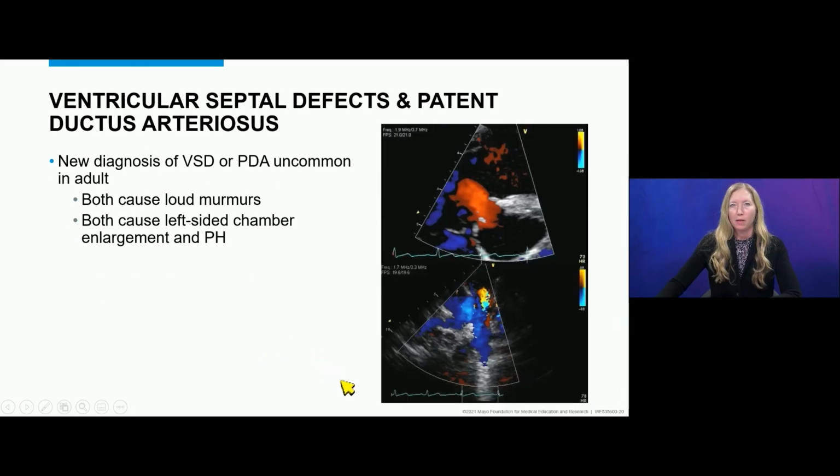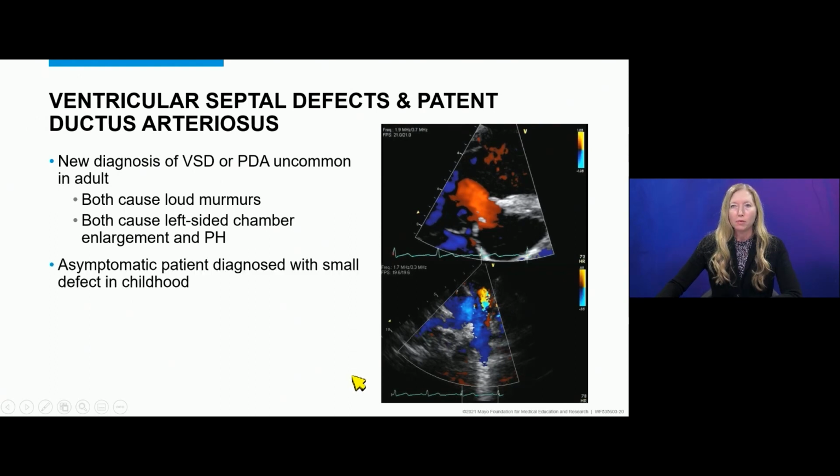So one slide about VSDs and PDA. It's going to be really rare for you to see one of these diagnoses in an adult patient. Both of these defects cause very loud murmurs, so they're typically picked up in children. Both of them cause left-sided chamber enlargement and pulmonary hypertension. So if a patient has a VSD or a PDA of even moderate size, they're going to develop significant pulmonary hypertension within the first year or 2 of life.